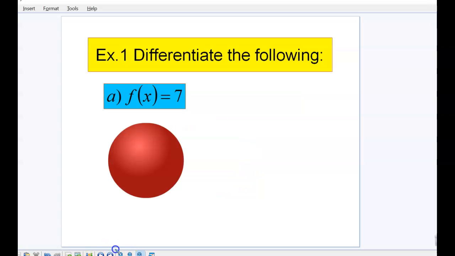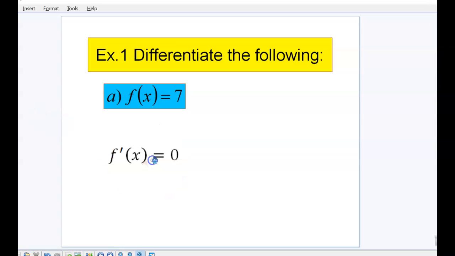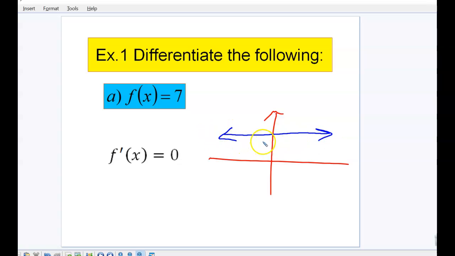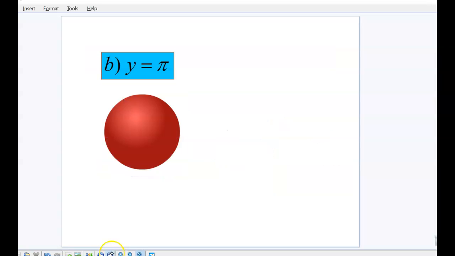So if we're asked to differentiate f of x equals 7, well, that answer is going to be 0. If you stop and think about it from a graphical point of view, the function f of x equals 7 is really a horizontal line at y equals 7. And if you drew a tangent line at any point on that line, the slope of the tangent line would be 0. And if you recall, a derivative represents the slope of the tangent line. So the slope of the tangent line is always going to be 0 for a horizontal line.